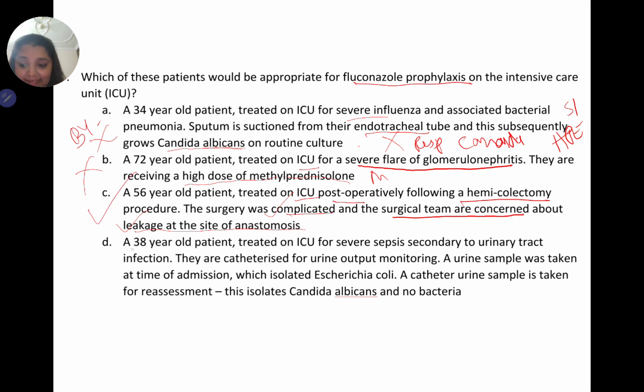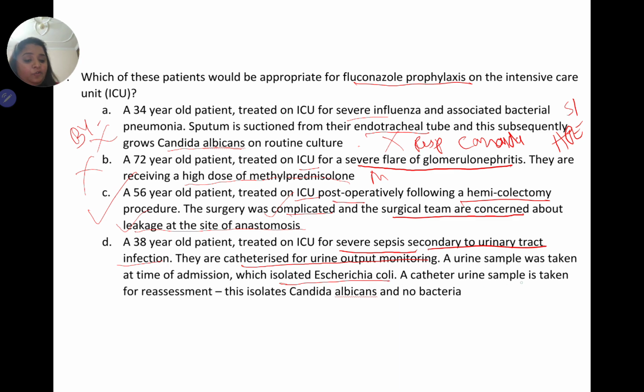Then in the last case, a 38-year-old male treated in ICU for severe sepsis secondary to a urinary tract infection. They are catheterized for urine output monitoring. A urine sample was taken at the time of admission which isolated E.